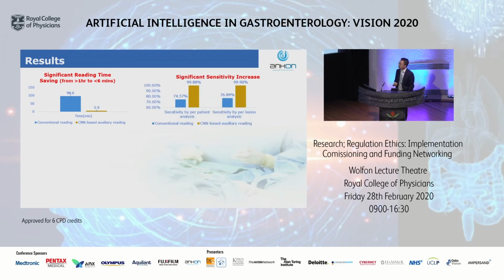Then let's see the sensitivity. Here in the blue box is the sensitivity per patient analysis, which is close to 75% for conventional reading. The AI algorithm gives 99.88%. For clinician analysis, the sensitivity from the conventional reading is about 77%. The AI algorithm gives 99.9%.